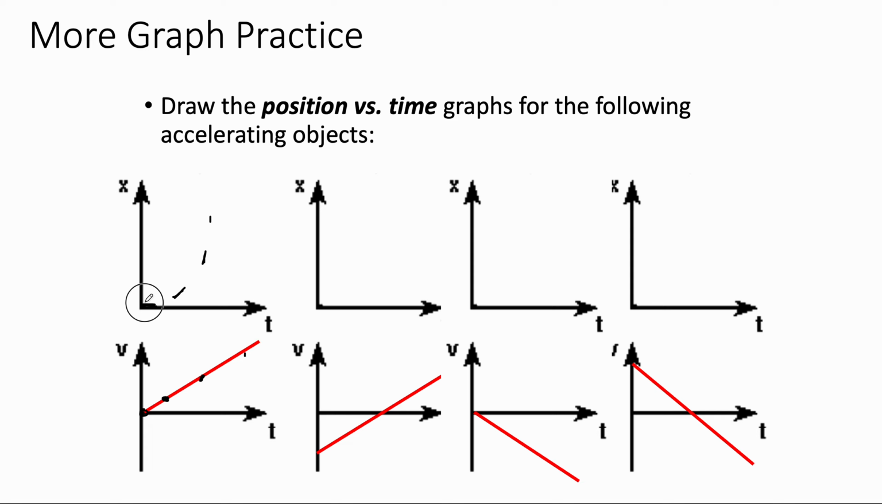What's the shape of this graph? It's going to be one of those exponential type graphs, although I may have missed it a little bit. It's something like that. What about the next graph?